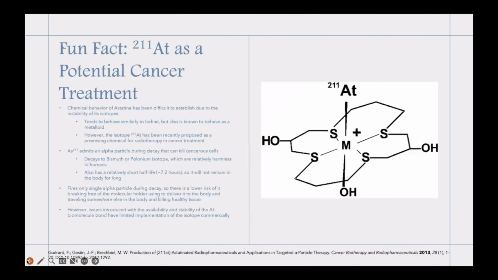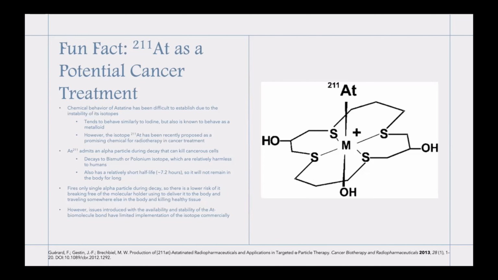As for a fun fact about one of the elements contained within the halogen group, you may have noticed that we have not discussed astatine a lot in this discussion about the halogens, and it is considered a halogen because it is in group 17. However, there's not a lot known about astatine in general and about its reactivity, and in particular, its reactivity is not similar to the other halogens discussed. However, different isotopes of astatine have actually been investigated as a potential cancer treatment. And the one I'm focusing on today is astatine-211.